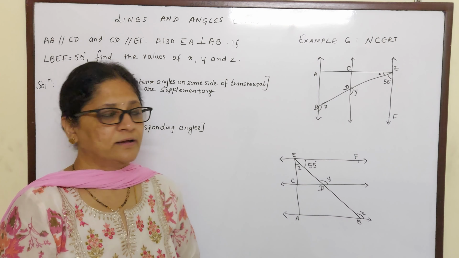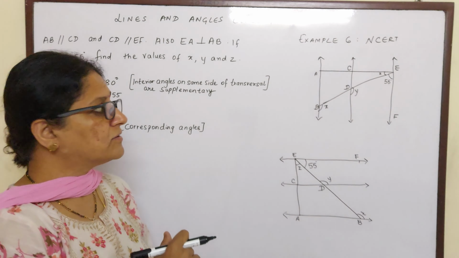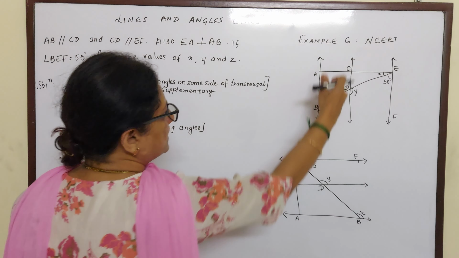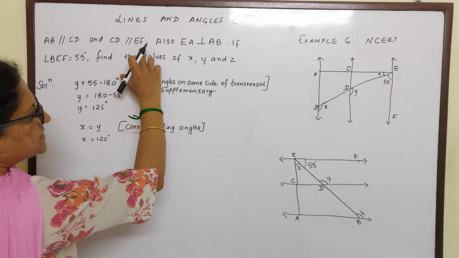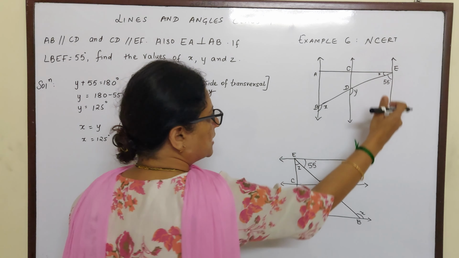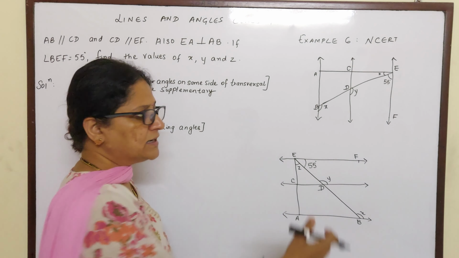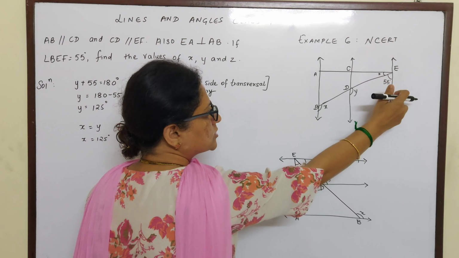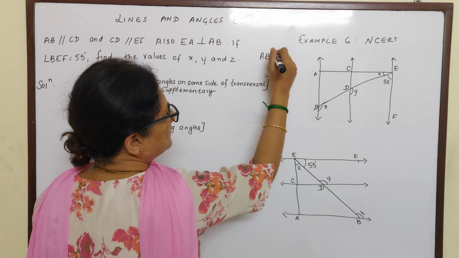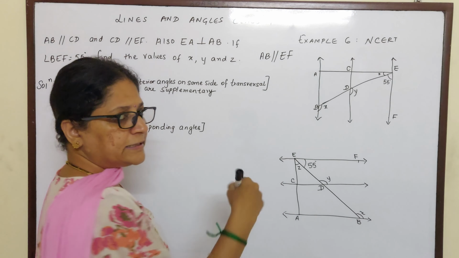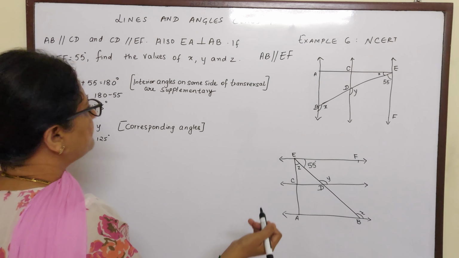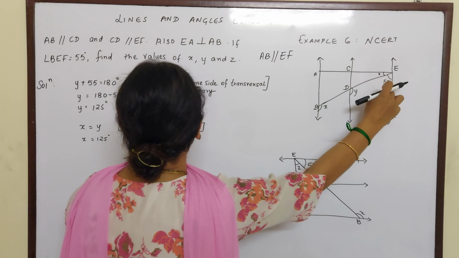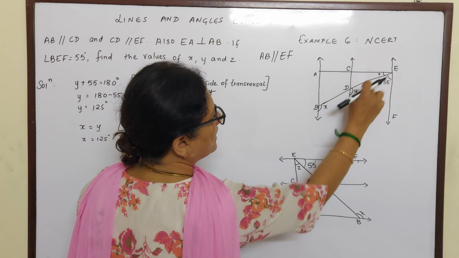Hello children, so today we are going to start example 6 NCERT sum. AB is parallel to CD and CD is parallel to EF. From this what did we understand? If this is parallel to this and this is parallel to this, that means AB is also parallel to EF. So we can write down that AB is also parallel to EF. If angle BEF is 55 degree, that means this is 55 degree, find the values of X, Y and Z.